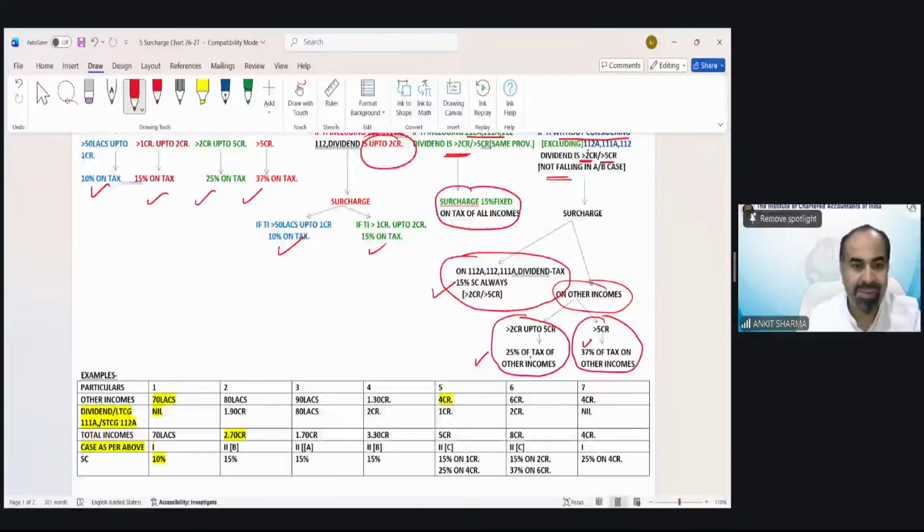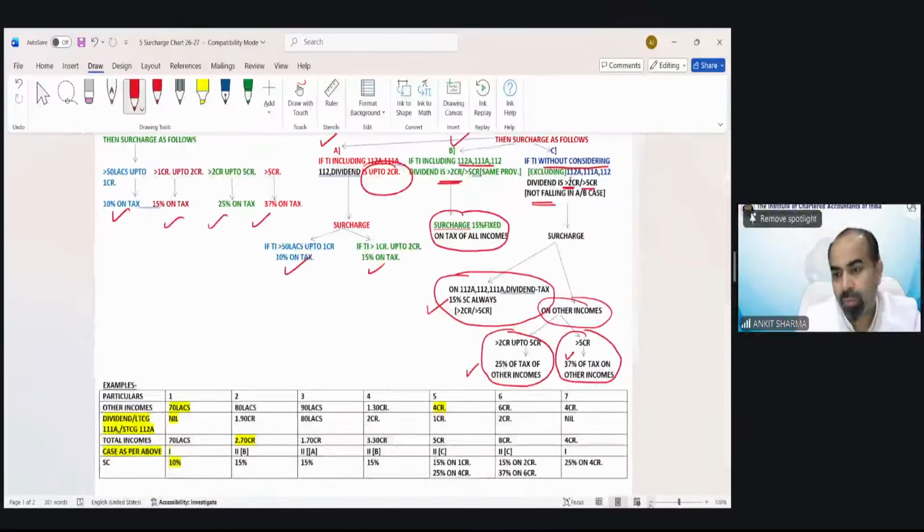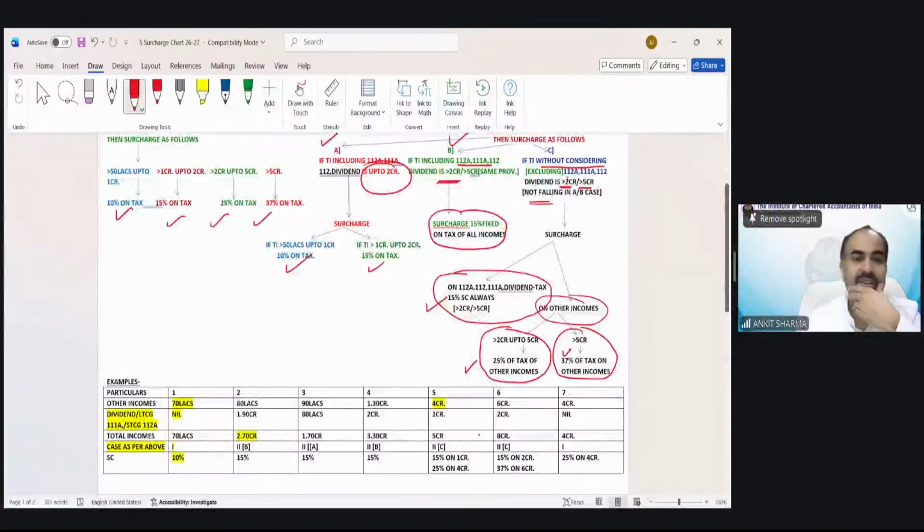I have prepared some examples also for all of you. So let's see which case will fall in which category. So see, first case, these are 7 separate examples. So example 1 was over here.